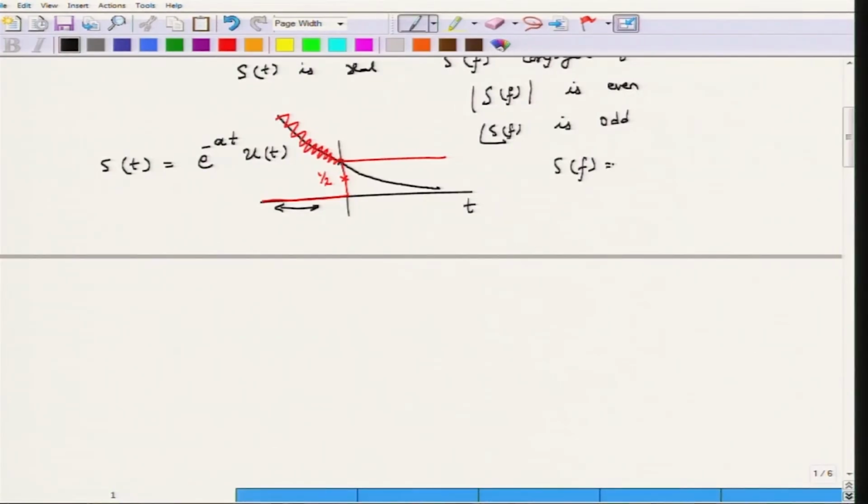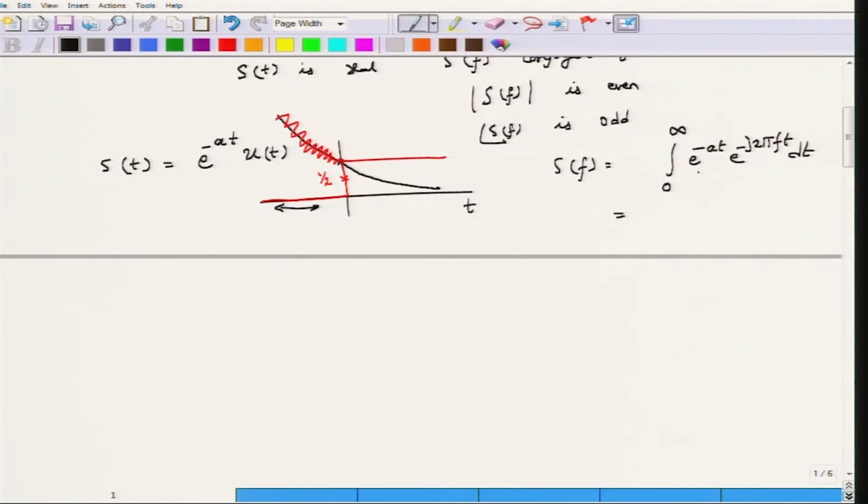So, S of f is given by the integral of e to the power minus at. Now, the integration can go only from 0 to infinity, because from minus infinity to 0 the value of the function is 0, so there is nothing to integrate. So, go from 0 to infinity, multiply this by e to the power minus j 2 pi f t, because that is the definition.